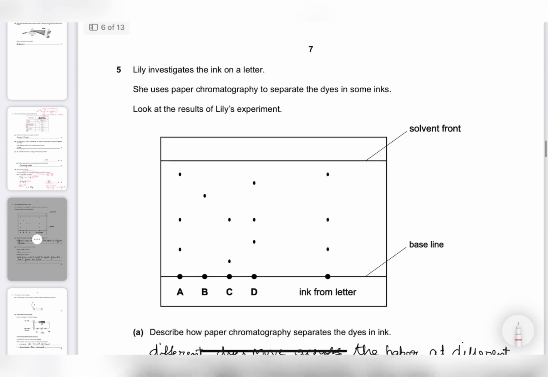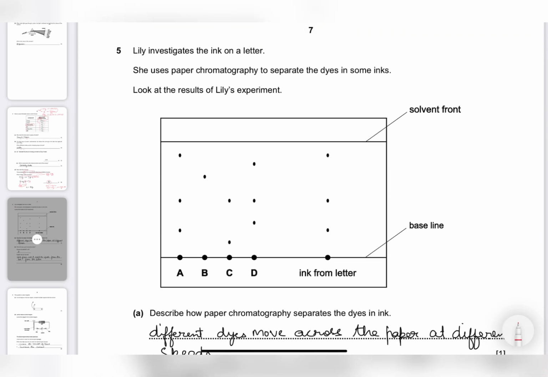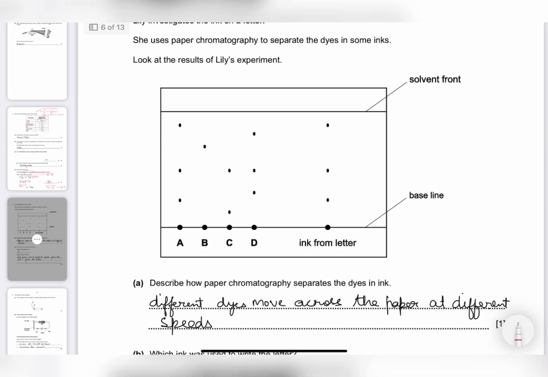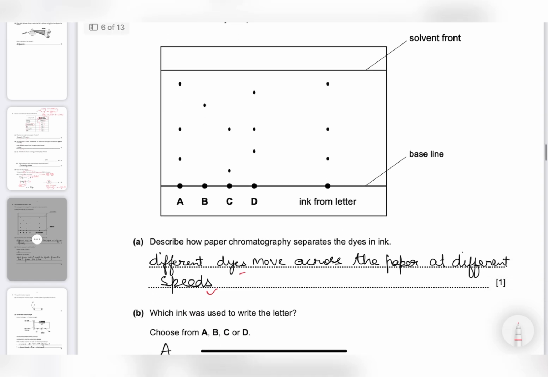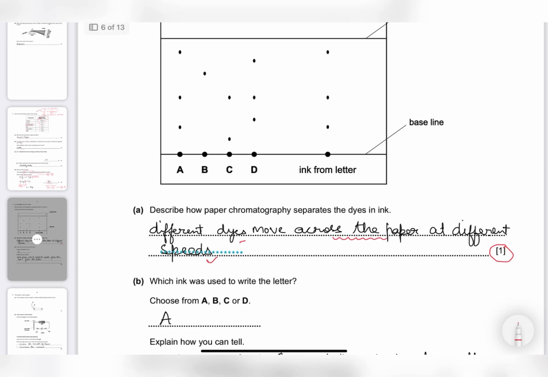Don't worry. Lily investigates the ink on a letter. Describe how paper chromatography separates the dyes in the ink. See, how does paper chromatography separate the dyes? As we know, different dyes move across the paper at different speeds. That's it. Don't write more, because it is only 1 mark. We know that different dyes, different colours of dyes, move across the paper at different speeds. You have to learn how to write the answer with the right scientific terms, so I am here to help you with that.